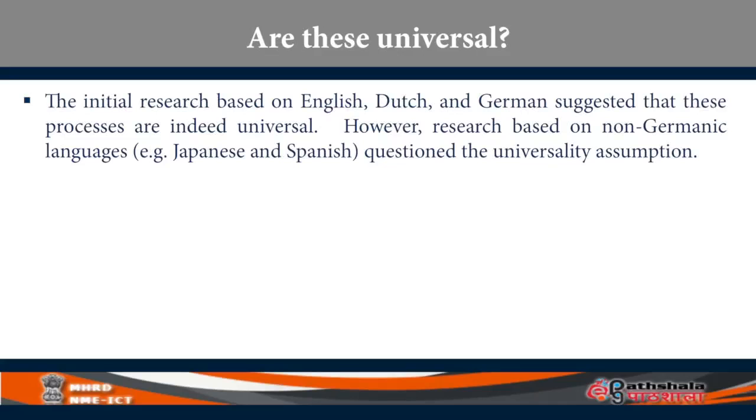At that time, psycholinguistic research in the initial years, say up until the 80s, was done only on English and Dutch. English, Dutch and maybe German, based on those languages they thought these processes are all universal. But the moment psycholinguistic research moved into non-Germanic languages, say Japanese and Spanish, these things didn't work. The processes that they have explained, which seem very convincing, are not quite universal.